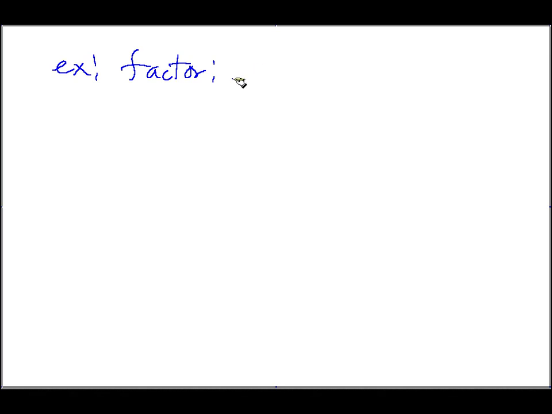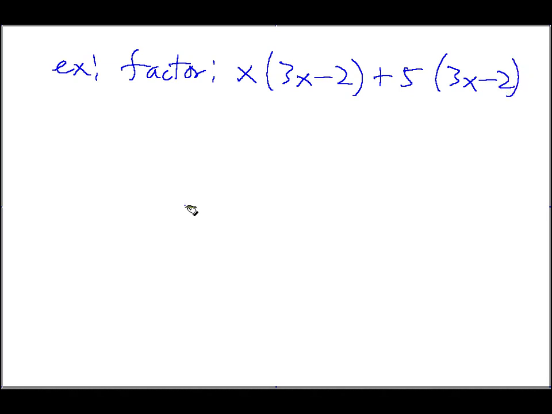Let's factor x times (3x minus 2) plus 5 times (3x minus 2). Here's one we haven't seen before. Let's go and look at factoring this. Notice, write this as a product.